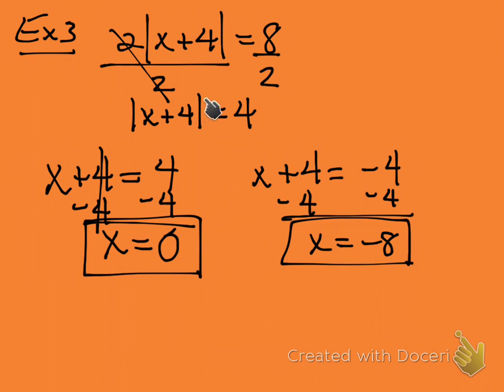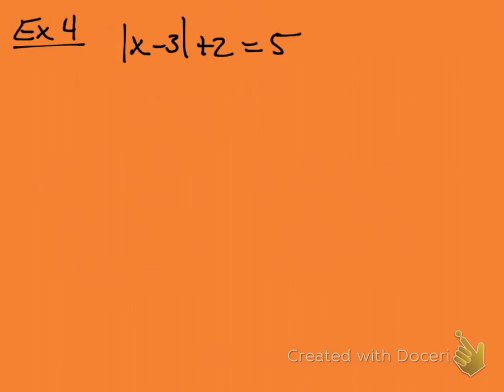And if you want to, you could even plug back in just to see if it's true. So 0 plus 4 is 4. Absolute value of 4 is 4 times 2 is 8. And then -8 plus 4, that'd be -4. -4, the absolute value of that is 4 times 2 is 8. So it works. Let's go to example 4.